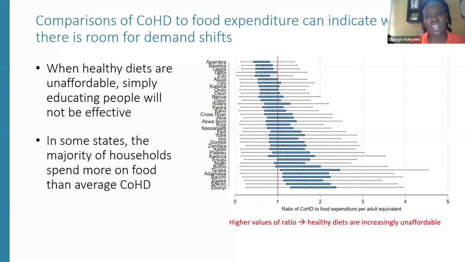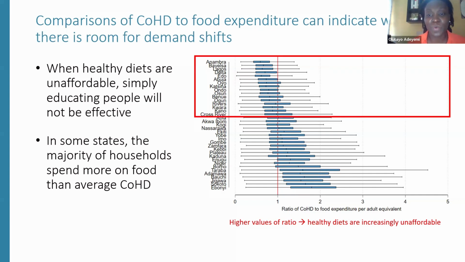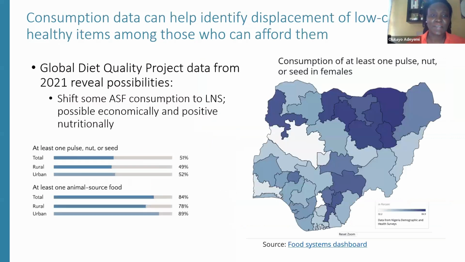But you have some states, like these states now highlighted in red, where the ratio of the cost of healthy diets to the food expenditure, so the amount they're already spending on food, is less than the cost of a healthy diet. And so people in these states can easily consume a healthy diet because they don't even have to spend up to their regular food budgets to consume a healthy diet. But the dietary intake data shows that people are not consuming a healthy diet, even in these states where the data shows they can afford it.